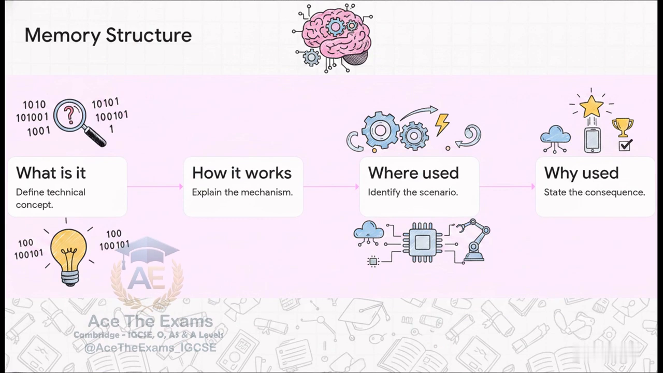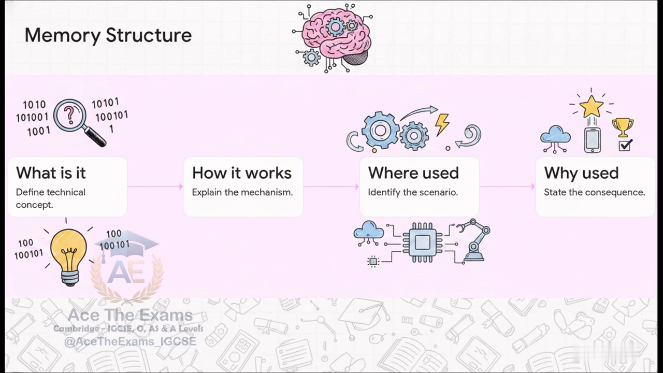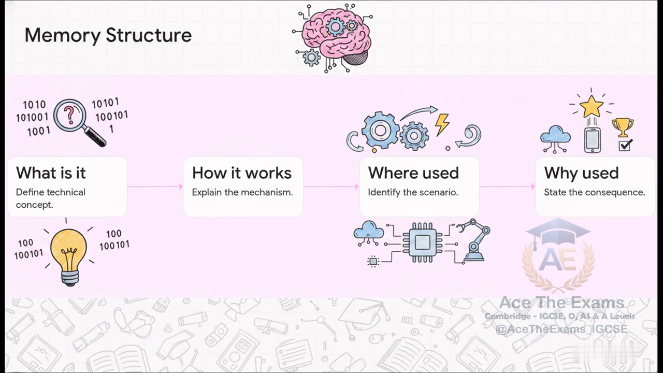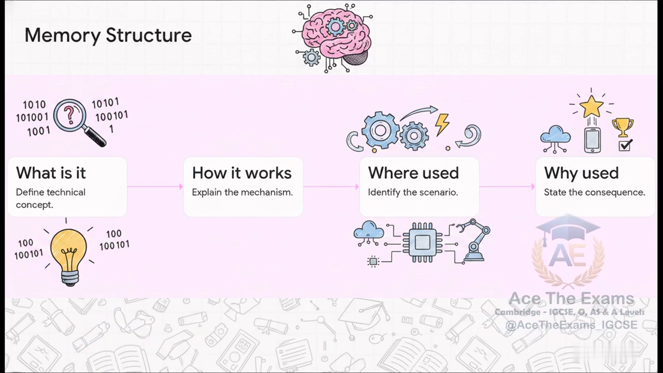Step 1, what is it? You must clearly define the technical concept. Step 2, how does it work? You have to explain the underlying mechanism or the exact sequence of technical events. Step 3, where is it used? Identify the specific hardware, the software, or the exact scenario context from the question.